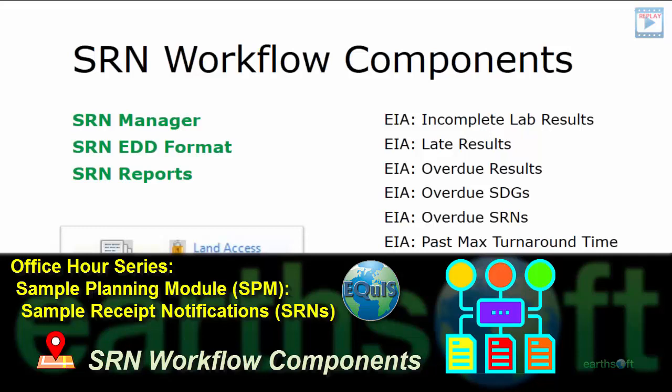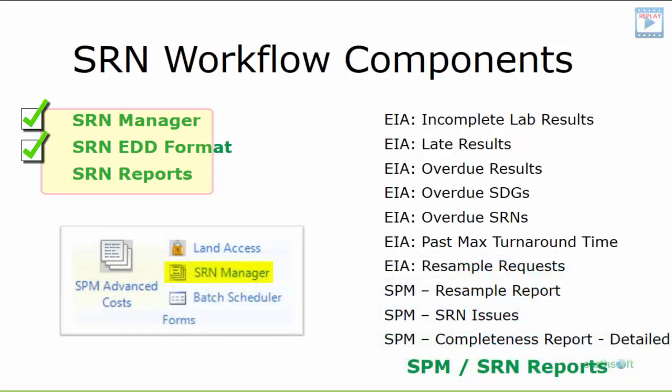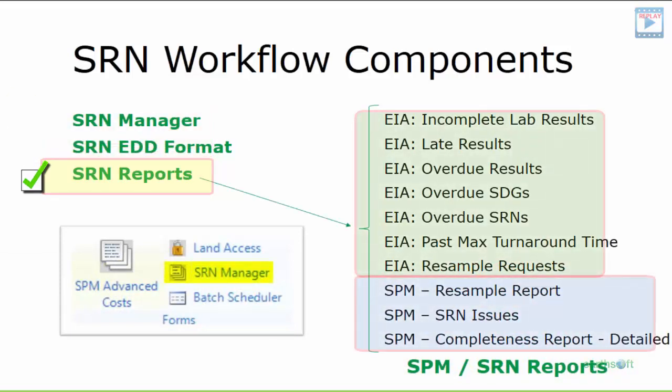So there are essentially 3 different workflow components in the SRN, and that is the SRN Manager, the SRN EDD format, and then of course the SRN Reports. And those SRN Reports are really what allow you to take all of the information that you've stored using the SRN process and deliver it to your decision makers for your projects. There are several EIAs that have very similar names related to overdue and past turnaround or past max turnaround and things like that. And those can help you, of course, track your on-time delivery, which can certainly be really helpful if you've got one of those many-headed beast type projects with a really tight schedule that you need to keep an eye on. And then those last 3 reports at the bottom of the list, the SPM resample report allows you to generate the list of any samples that you have started the resample process on, and deliver that to your decision makers so that they can decide whether or not to send anybody out into the field for that resample effort, or if it's maybe not worth the cost.